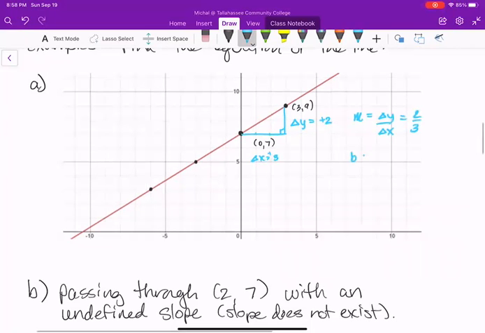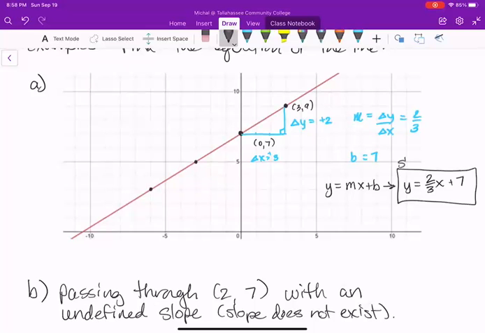And my b, my y-intercept, is 7. So I can use that in my slope-intercept form to write the equation y equals mx plus b, which becomes y equals 2/3 times x plus 7. It's that easy. That's our slope-intercept form of the line.